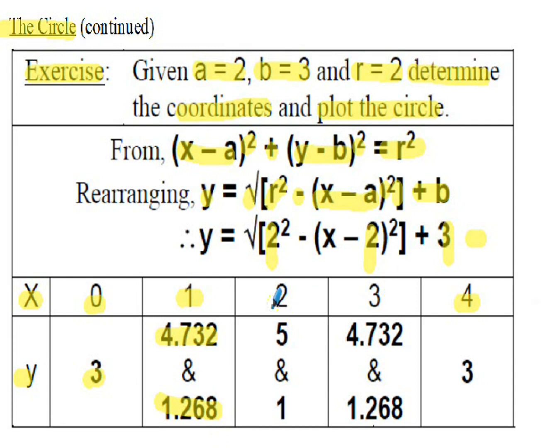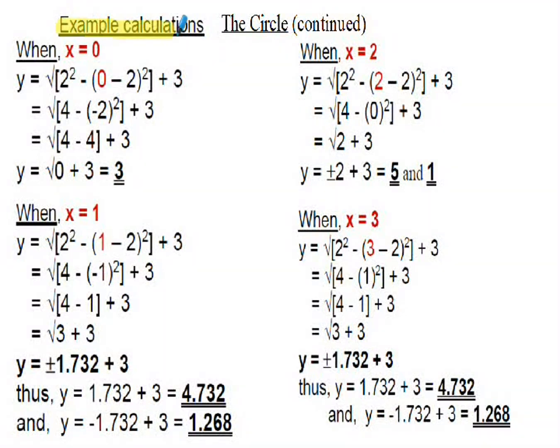The same occurs when you put the value of x of 2 into the equation. There are two values of y, and the same for 3. There are two values of y. When you put the x value of 4 into the equation, you will get one value of y in this particular case. Here are some example calculations relating to the exercise for the circle.